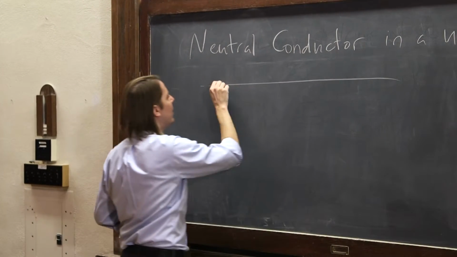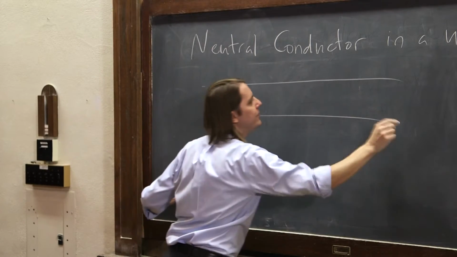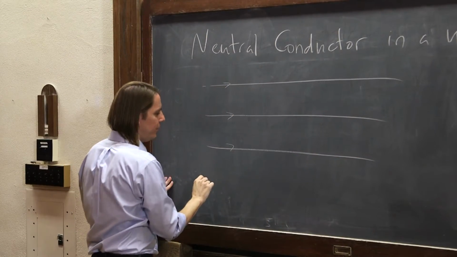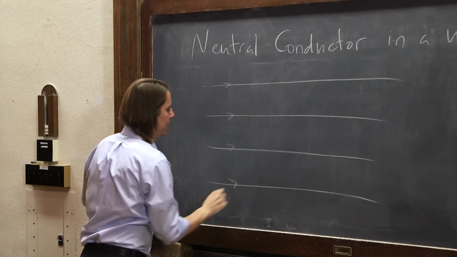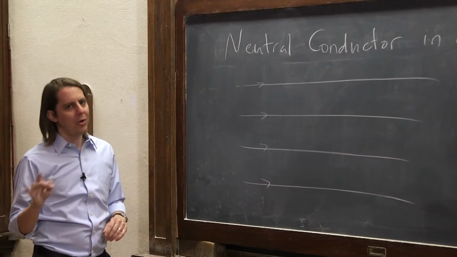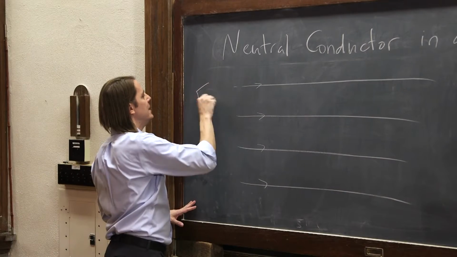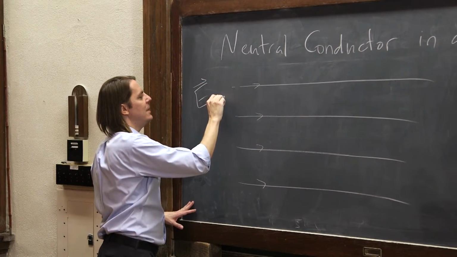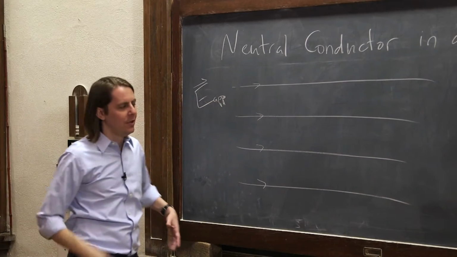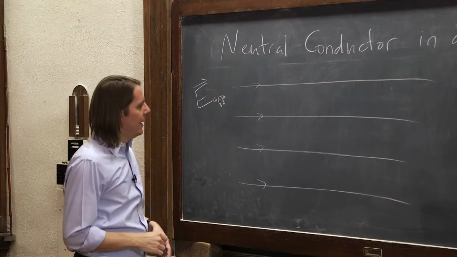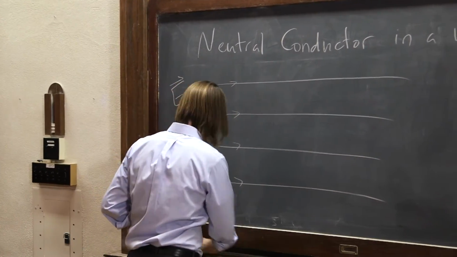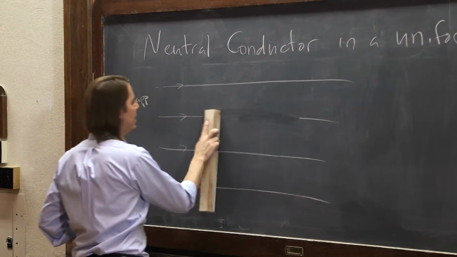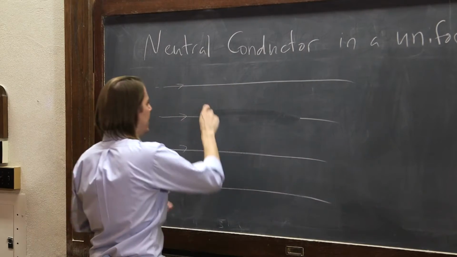I'll draw it, this time it's better to draw it in terms of field lines rather than vectors. So I'll draw field lines for this one like that. Okay? And we're going to apply a uniform field, E, and let's call it E_app, for E applied. It's the field we've created in space. And let's drop in a neutral conductor.